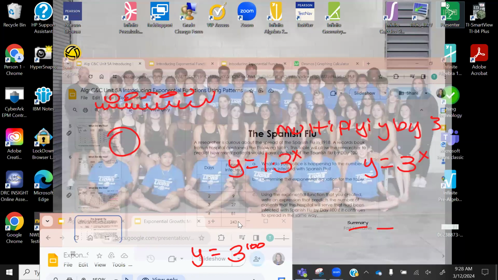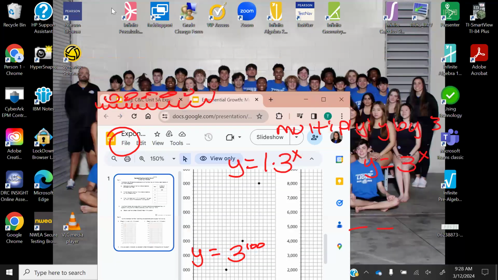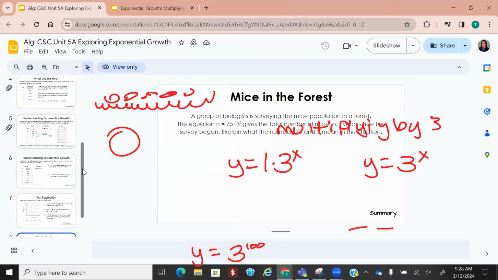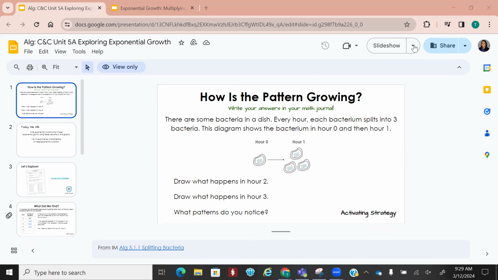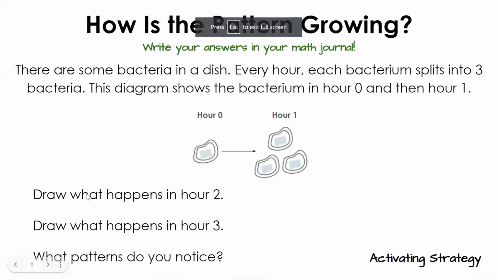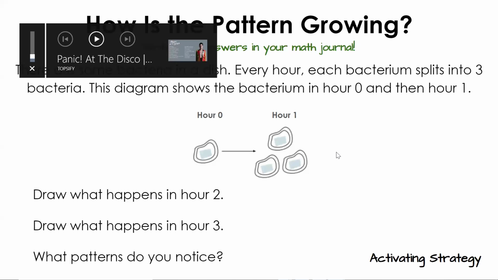Go ahead and take a look at the next set of notes, next page. So it looks like this. Okay. Go ahead and answer these 3 questions. So draw what happens in hour 2, draw what happens in hour 3, and then what patterns do you notice? I feel like you can get this.